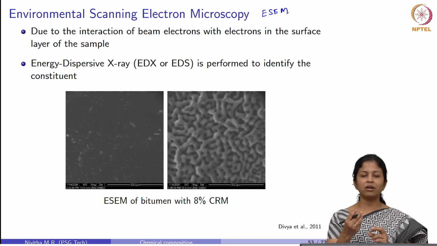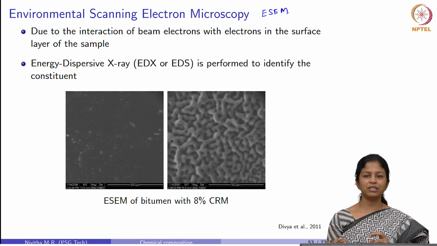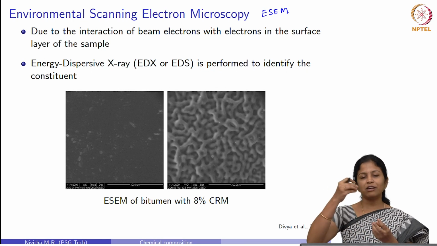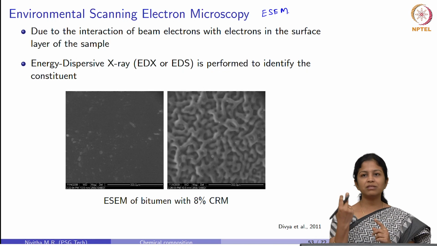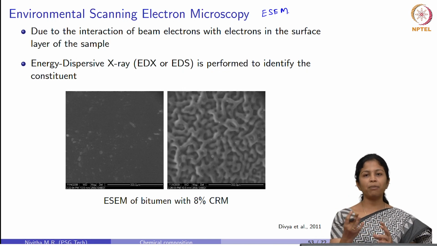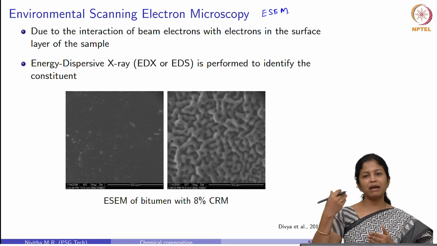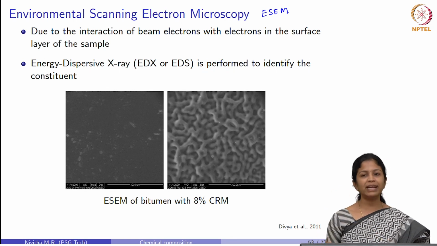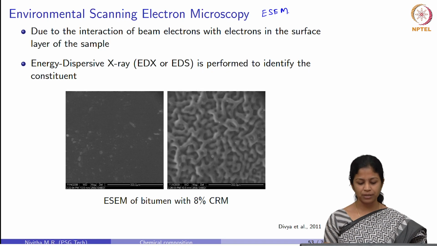So, we have an electron gun which emits electrons onto the surface of the sample. These electrons interact with the electrons in the outer shell, and depending upon how they replace these electrons, they emit back, and this emitted information is used to get information about the morphology.